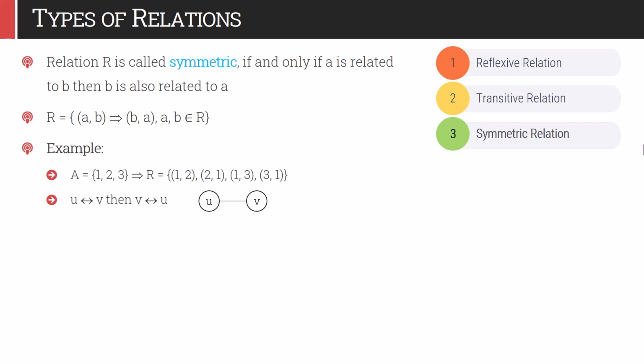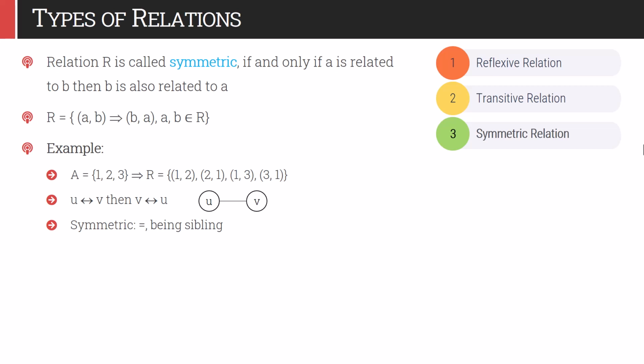If we can move from U to V, then definitely we can come from V to U. So reachability is also symmetric. Is equal to and being sibling are also symmetric. If a is equal to b, then we can say b is equal to a. Or if a is a cousin of b, we can say b is a cousin of a. Or a is a sibling of b, b is a sibling of a.